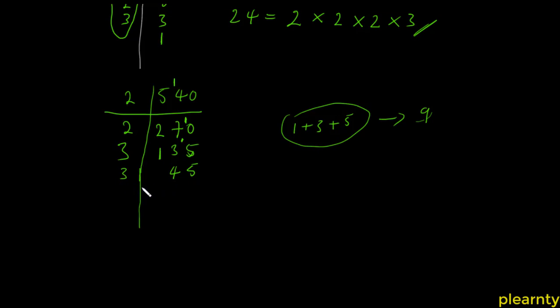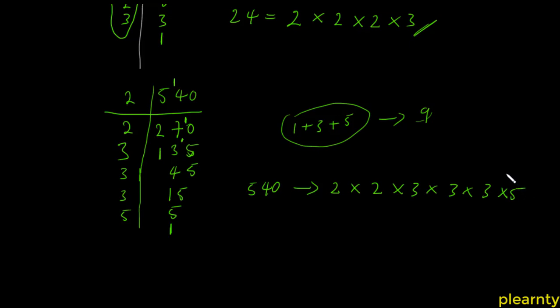45 divided by 3 is 15. Divide it again and get 5, and divide it by 5 to get 1. So what are the prime factors of 540? 540 is 2 times 2 times 3 times 3 times 3 times 5.